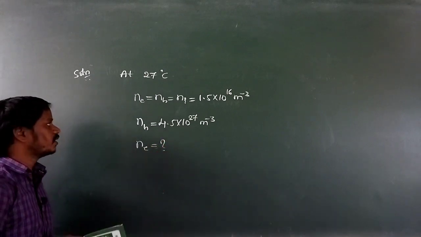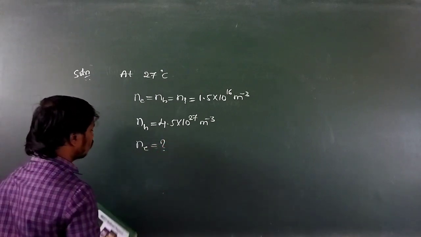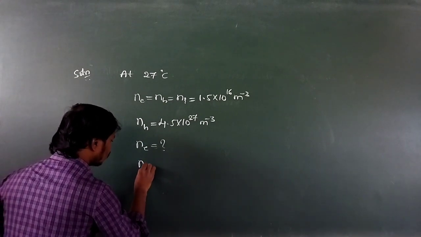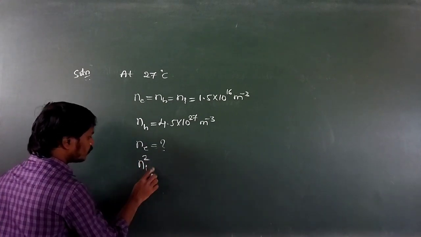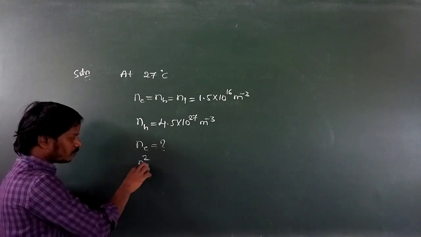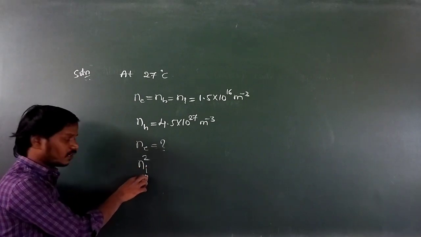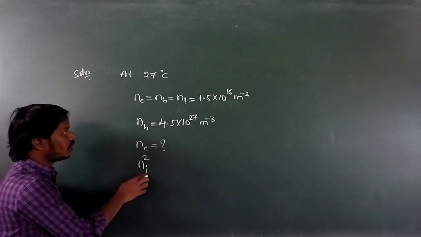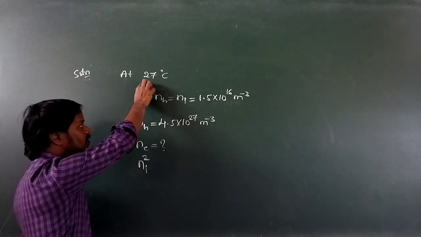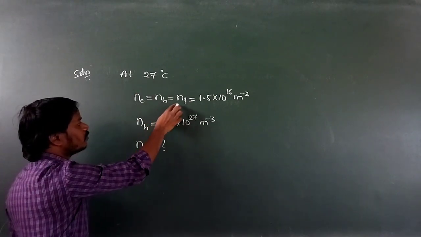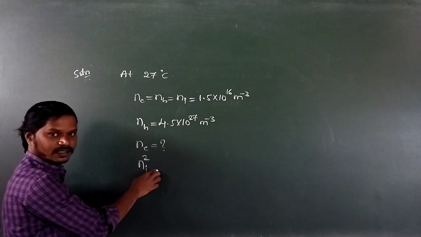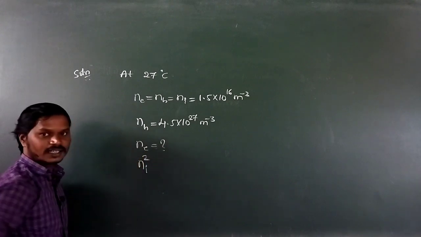Then how to solve this one? See here. The number density of electrons and holes are equal at 27 degrees Celsius. That is why Ne into NH can be taken as Ni into Ni. Ni into Ni is nothing but Ni square.